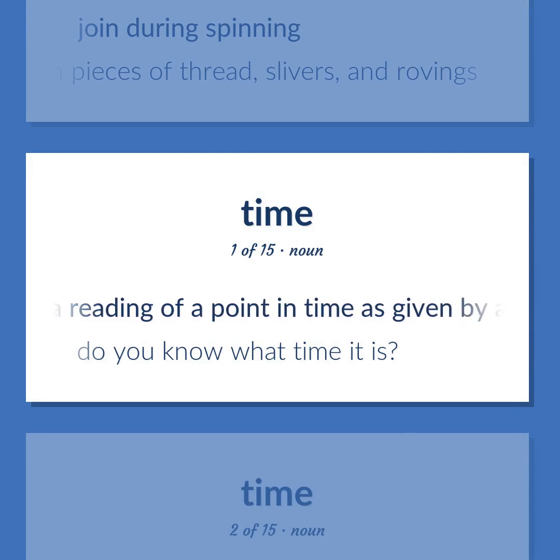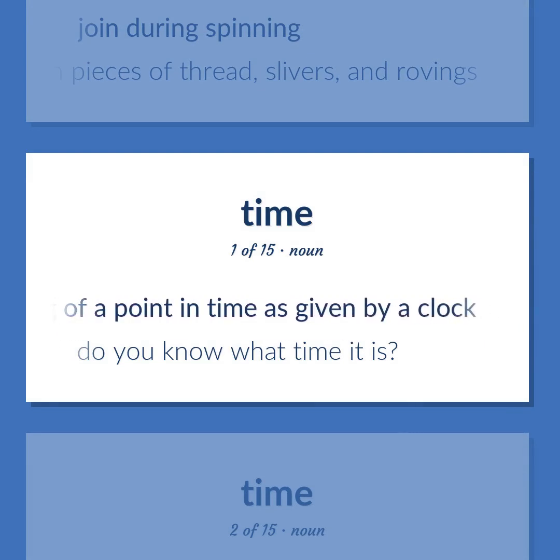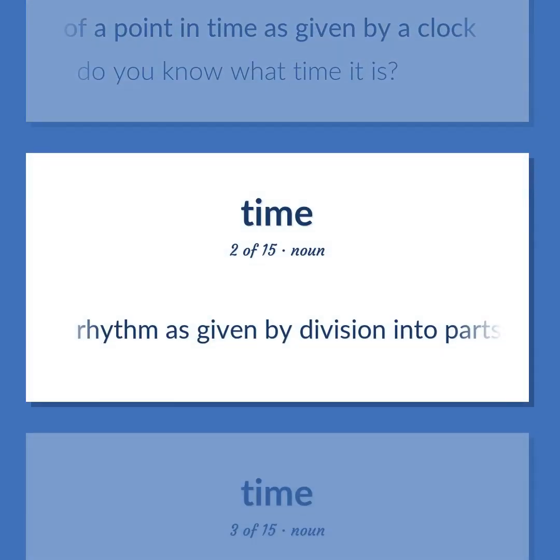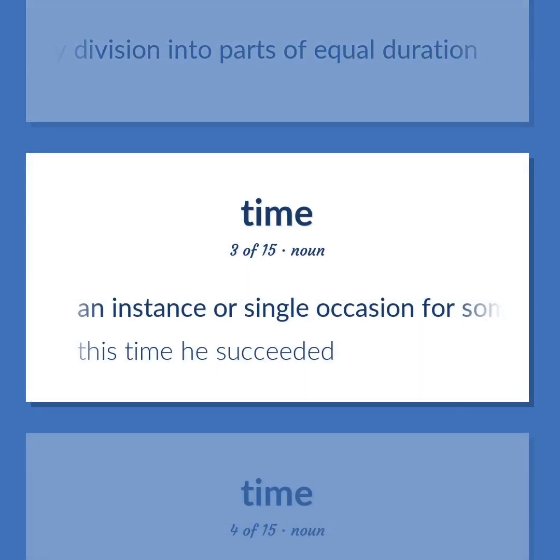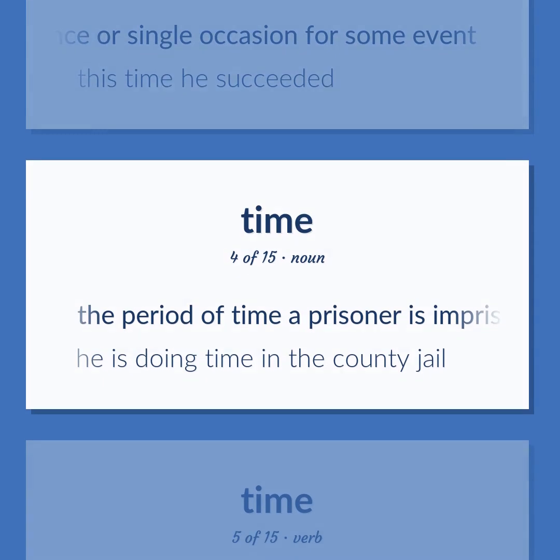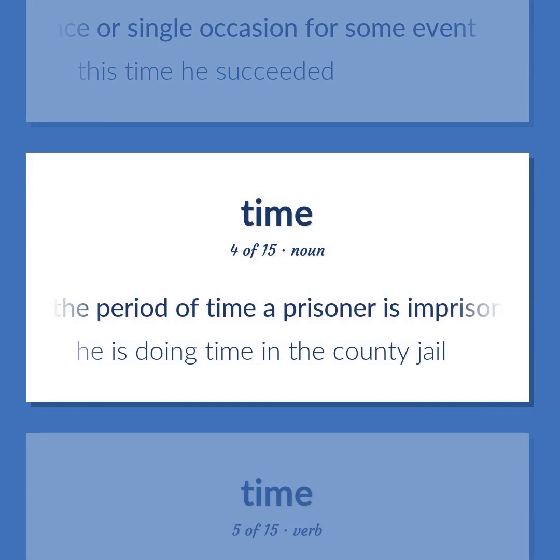A reading of a point in time is given by a clock. Do you know what time it is? Rhythm is given by division into parts of equal duration. An instance or single occasion for some event. This time he succeeded. The period of time a prisoner is imprisoned. He is doing time in the county jail.